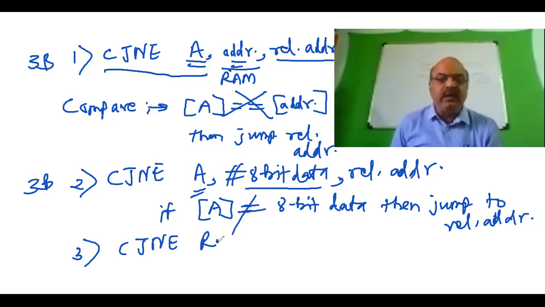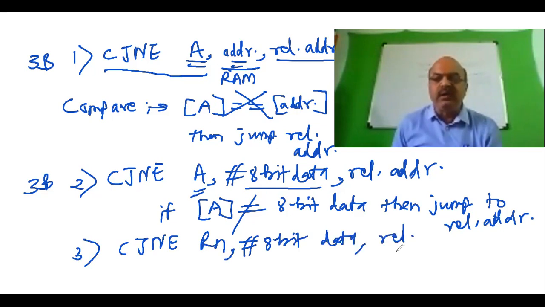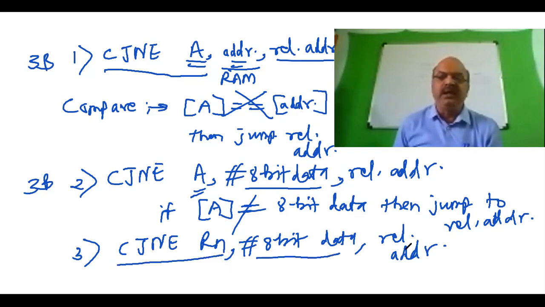CJNE RN, hash 8-bit data, relative address. So naturally this is also a 3 byte instruction. One for the code, CJNE RN, second for the 8-bit data, and third for the relative address.